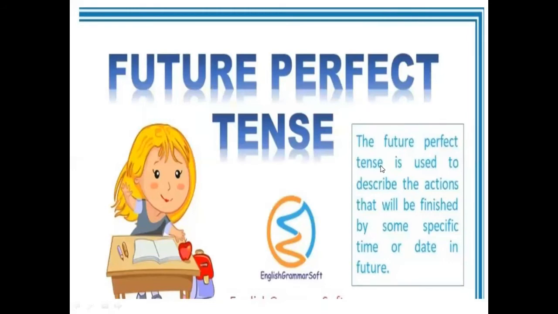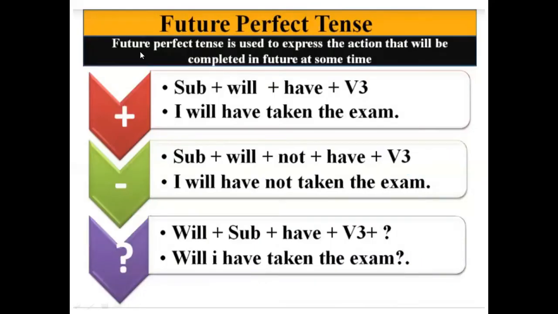Let's see, the future perfect tense is used to describe the actions that will be finished by some specific time or date in the future. Now let's see the structure. Very first, we review the examples. We review the definition of the future perfect tense. Future perfect tense is used to express the actions that will be completed in the future at some time.